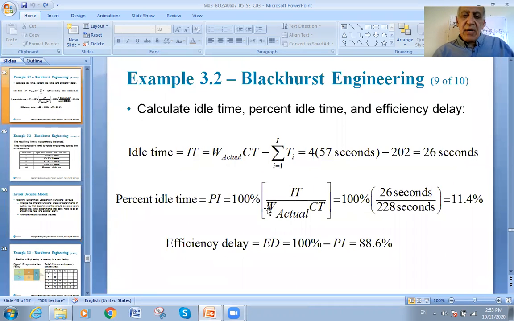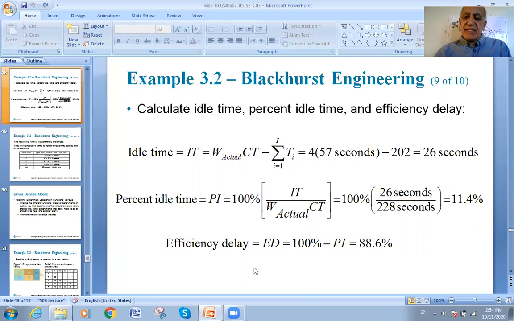Okay, now we said to get the idle time, the actual working stations, which are 4 after rounding, multiplied by 57 seconds, minus 202. What is the 57? We said the 57 is the largest one, the CT which we got, minus 202. It will give me 26 seconds.